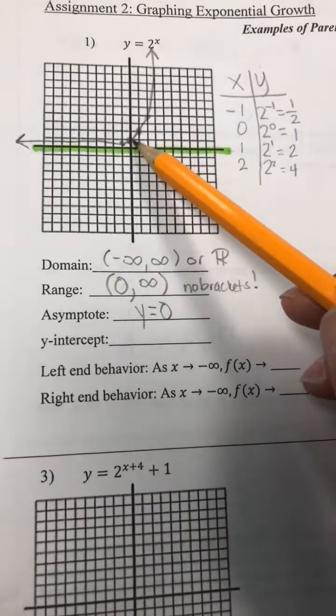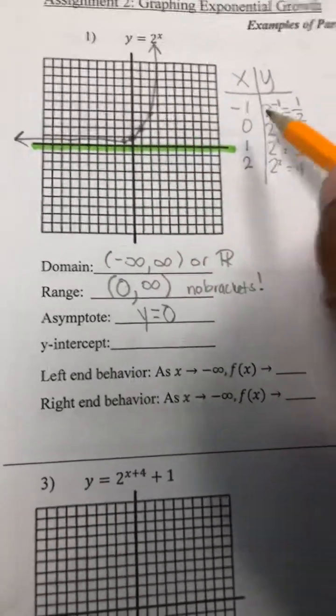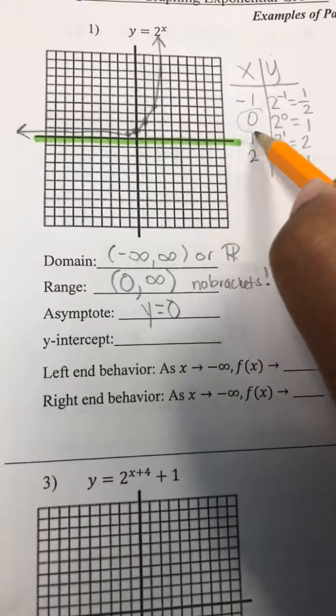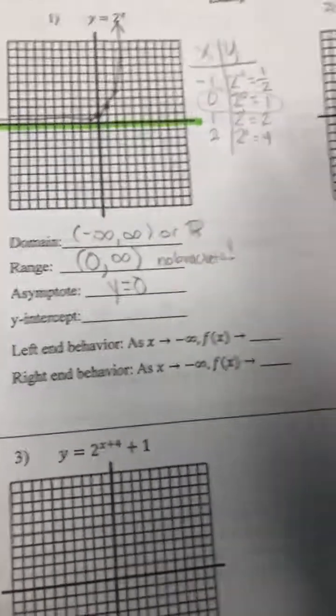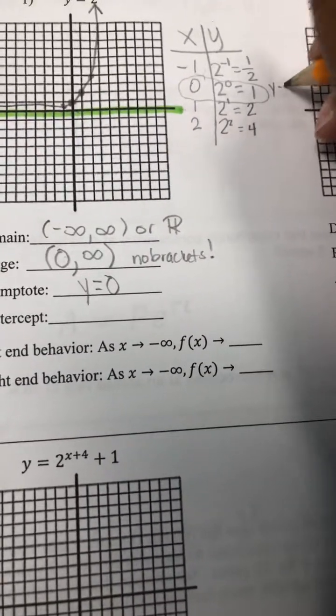Now, the y-intercept is where the graph crosses the y-axis. It's always the one that starts with 0. So that is your y-intercept.